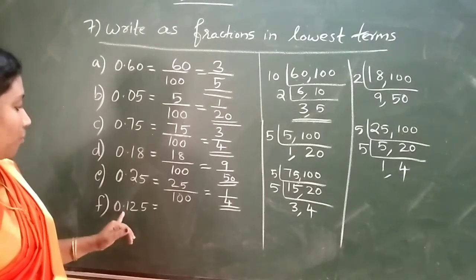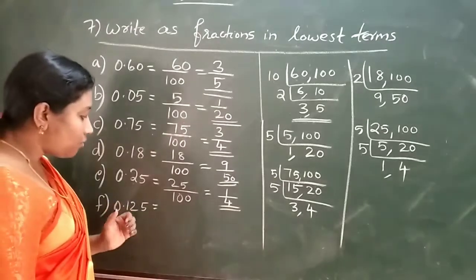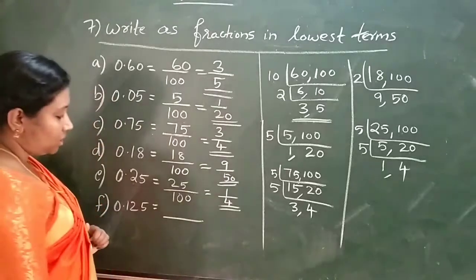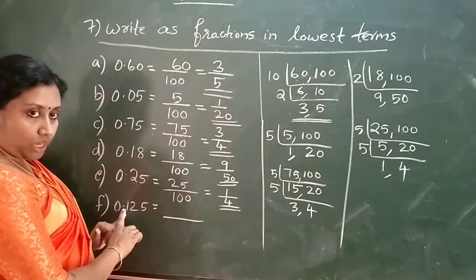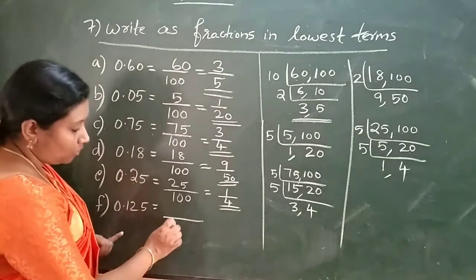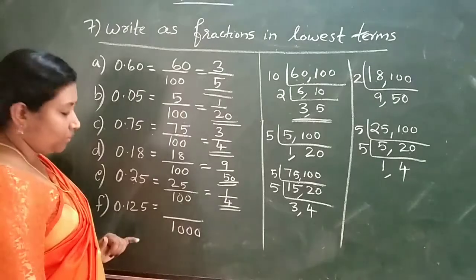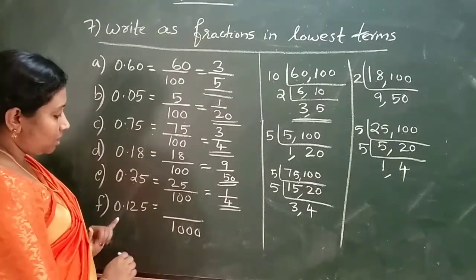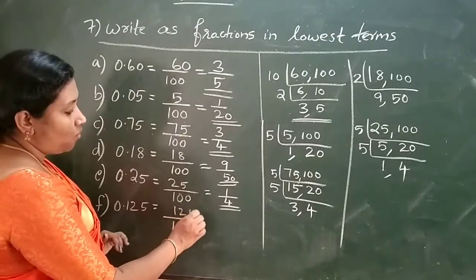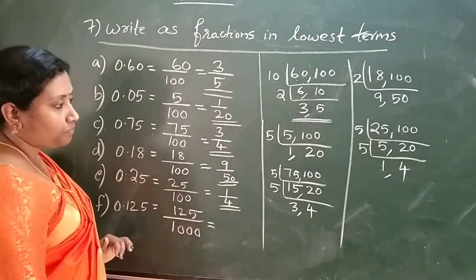Here 0.125 is the decimal number. Then what is the fractional form of this decimal number? Here we need in the denominator how many zeros? Here after the decimal point 1, 2, 3 places are there. So in the denominator we need 3 zeros. Okay. Then what is the numerator? You just write the given number without the decimal point, that is 125. This is the fractional form.